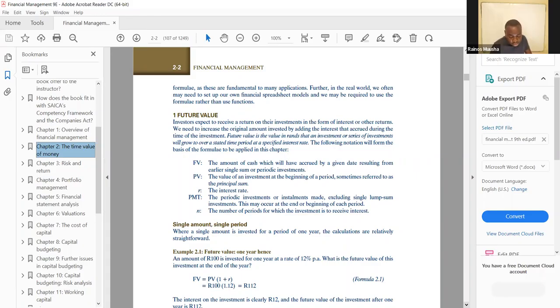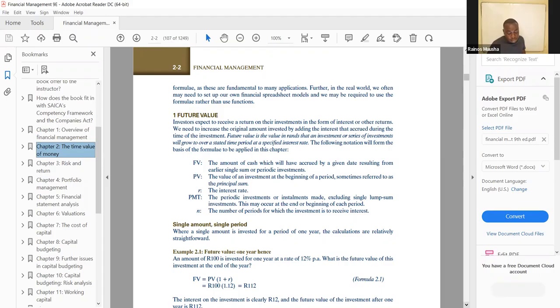The following notation will form the basis of the formulas to be applied in the chapter. When you look at your financial calculator, you will see that there's going to be the FV, which is basically the amount of cash which will have accrued by a given date resulting from an earlier single or periodic investment. So the future value is basically the value of money sometime in the future.